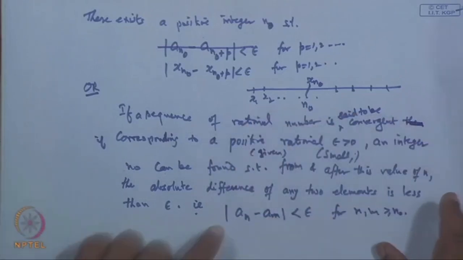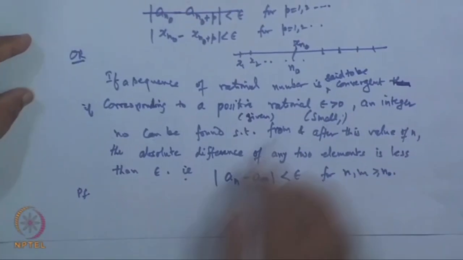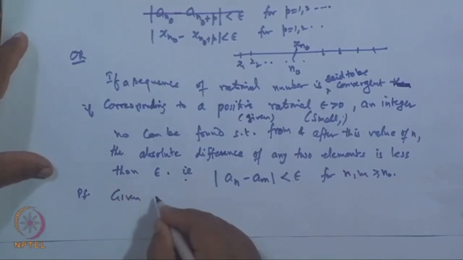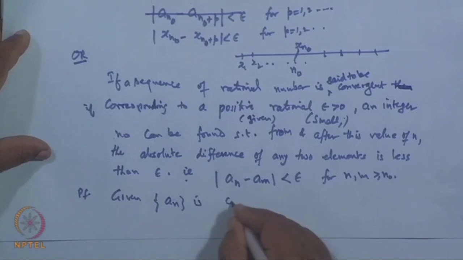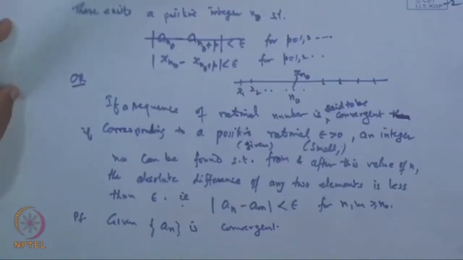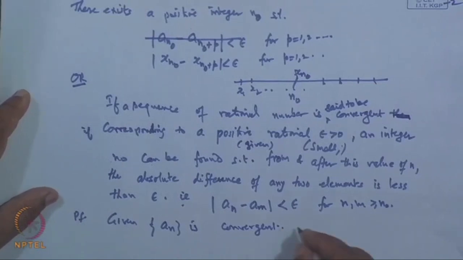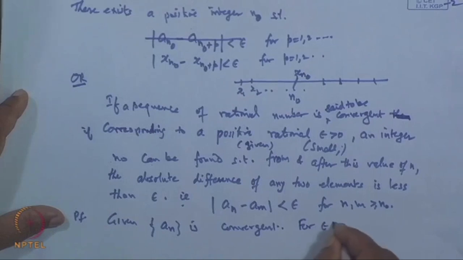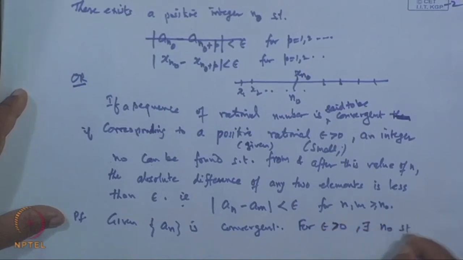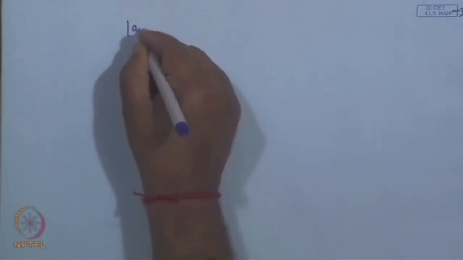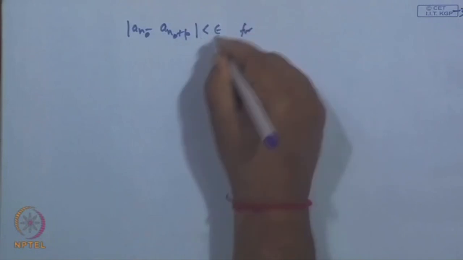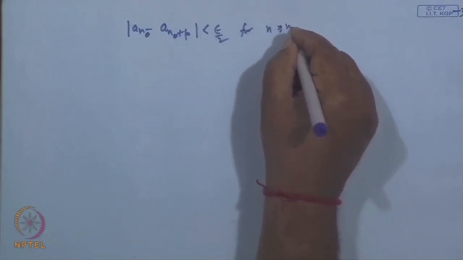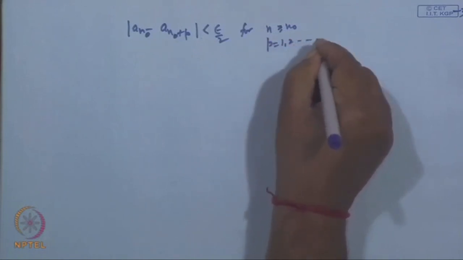So, the proof of this just depends on this definition. How? Suppose we have a given sequence a n which is convergent. Then for a given epsilon r greater than 0, there exists an n naught such that modulus of a n naught minus a n naught plus p is less than epsilon r by 2 for n greater than n naught, that is for p equal to 1, 2, 3 and so on.